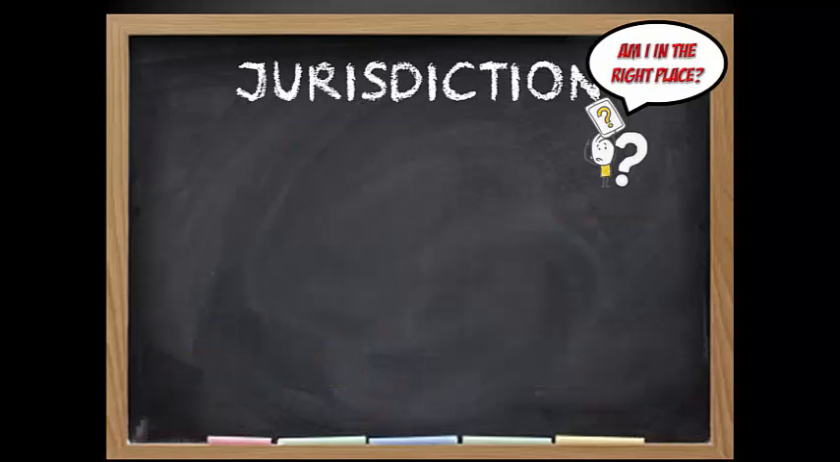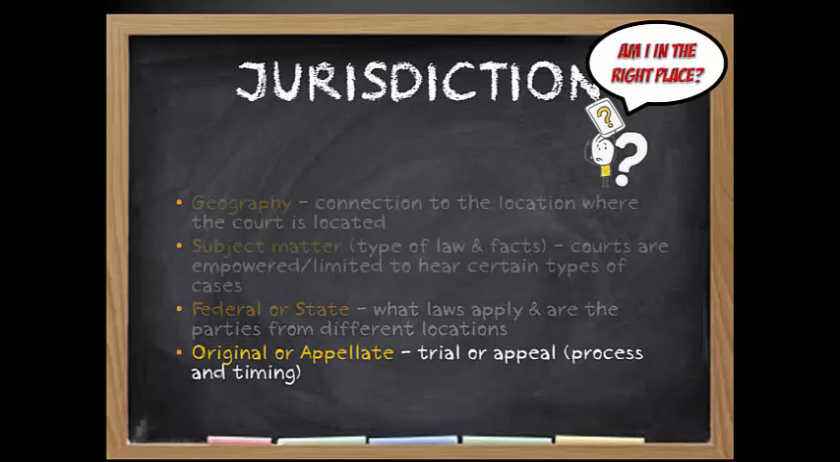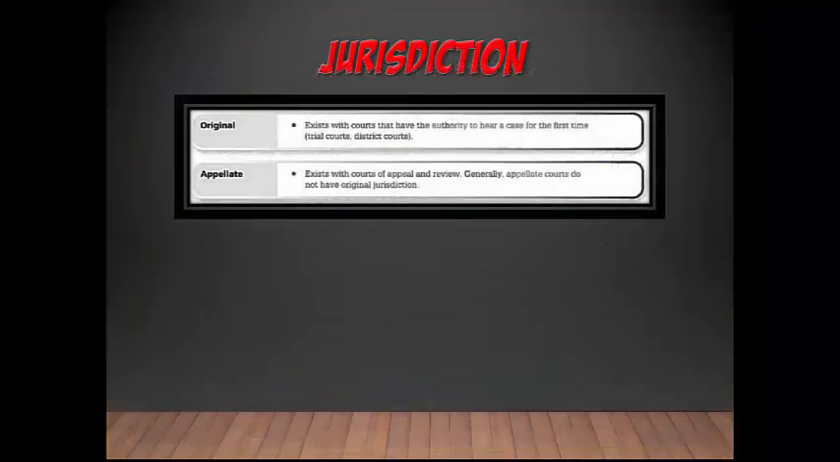Okay, that moves us from federal or state jurisdiction to original versus appellate jurisdiction, trial or appeal, which is a matter of timing and process. We've already covered this, believe it or not. Original jurisdiction is the entry level. It's the authority of a court to hear a case for the very first time. It's the trial court, where storytelling is done, and presentation of a case and evidence to provide proof and credibility.